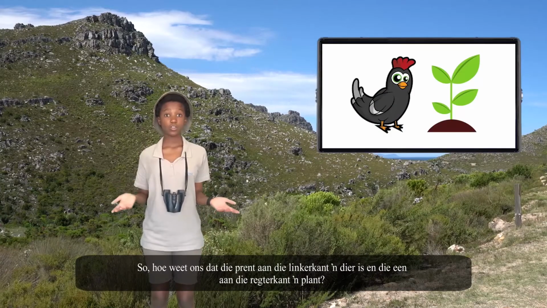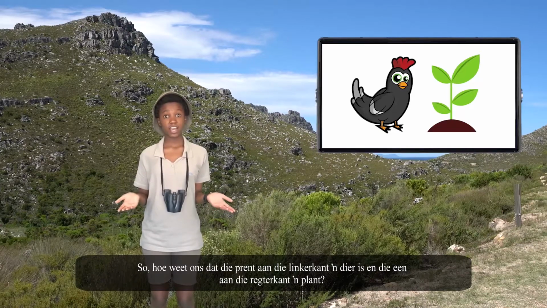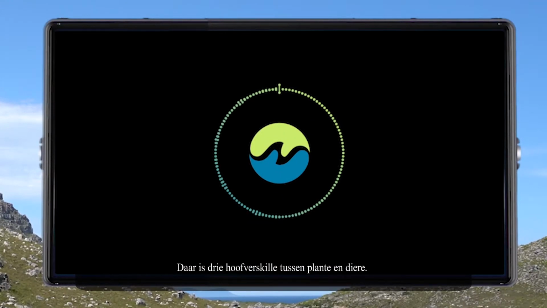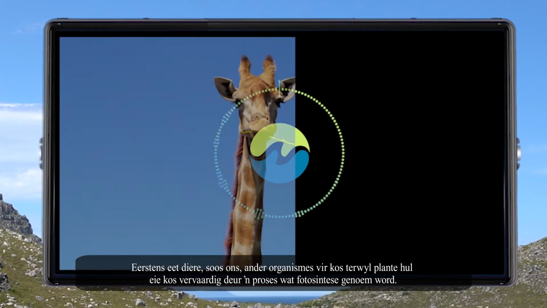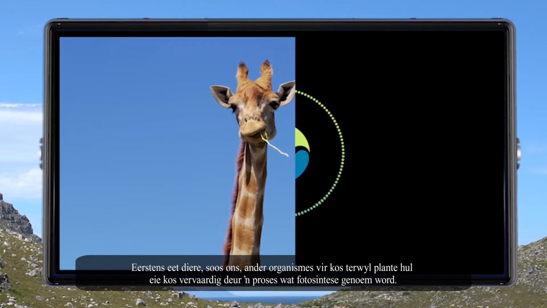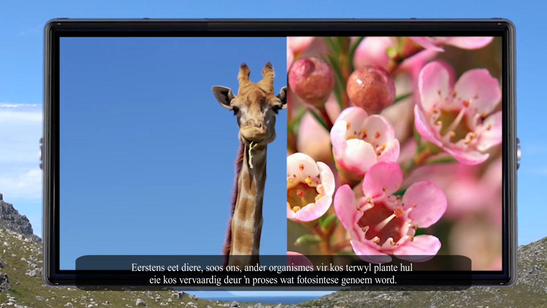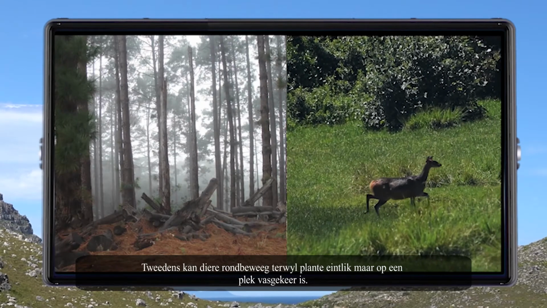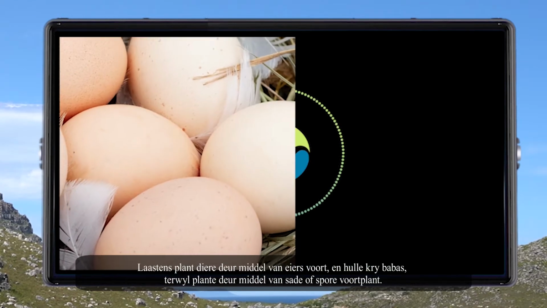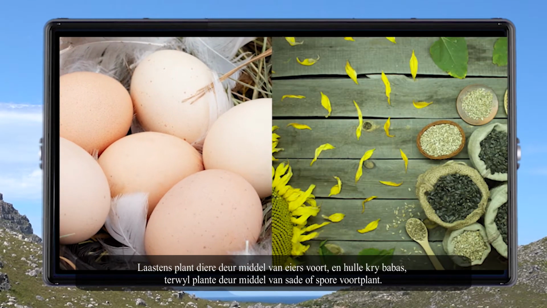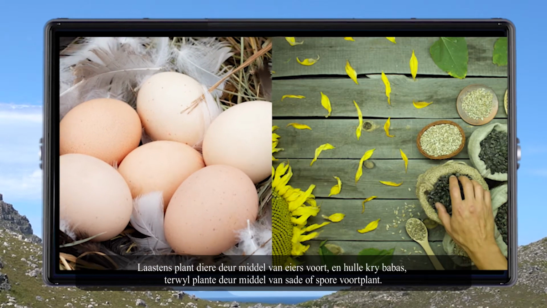So, how do we know that the picture on the left is an animal and the one on the right is a plant? There are 3 main differences between plants and animals. Firstly, animals, like us, eat other organisms for food, while plants make their own through a process called photosynthesis. Secondly, animals can move around, while plants are kind of stuck in one place. Lastly, animals reproduce from eggs and have babies, while plants reproduce by seed or spores.